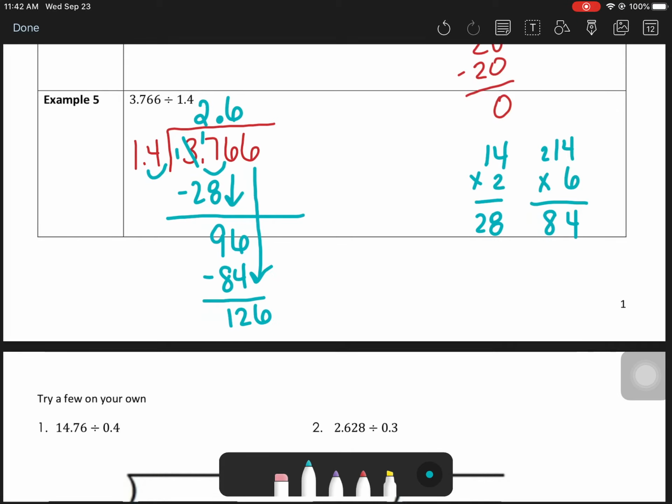All right, so we need to see how many times does 14 go into 126. Well, we know it has to be bigger than 6 because 6 times 14 was 84. So maybe like 8 times. So let's multiply to get 8. So 4 times 8 is 32. Carry your 3, and that should be 112.